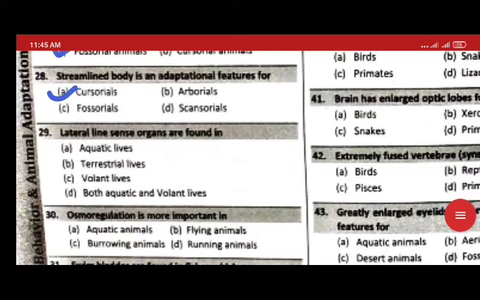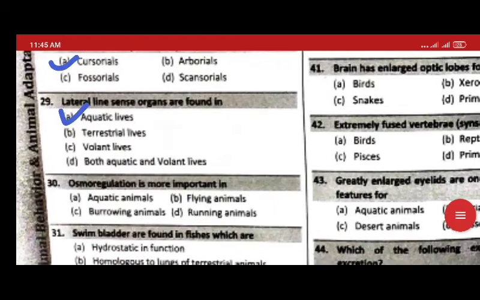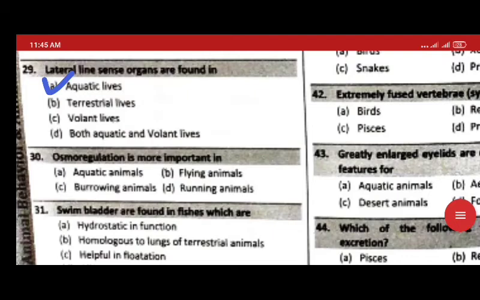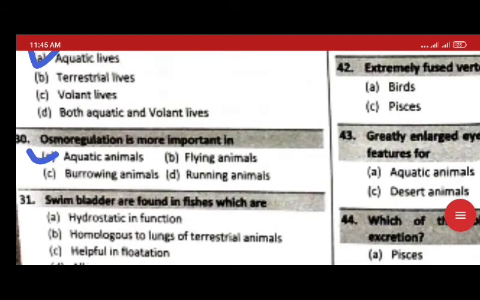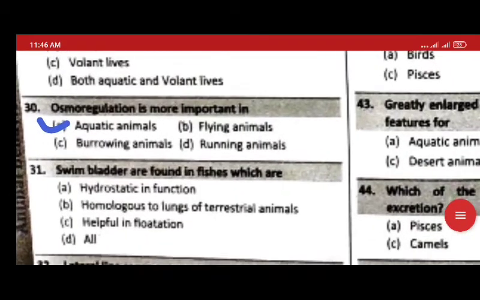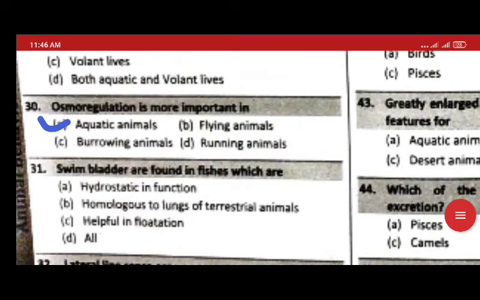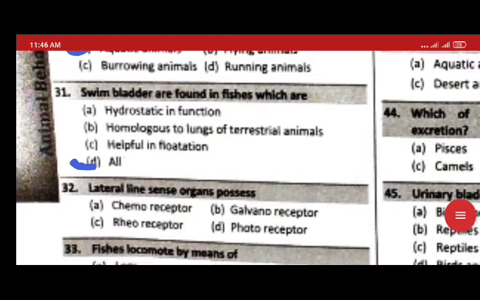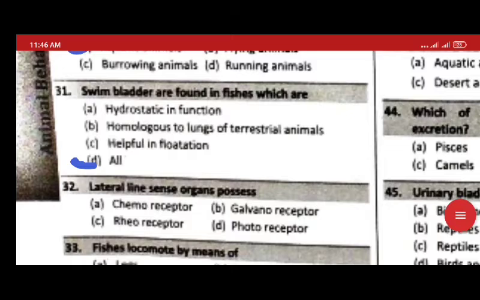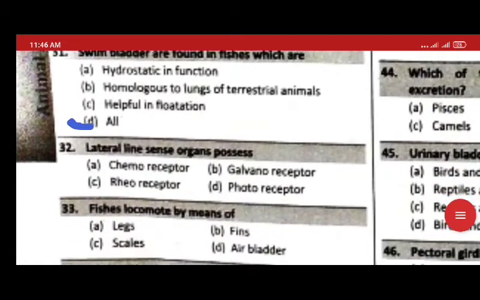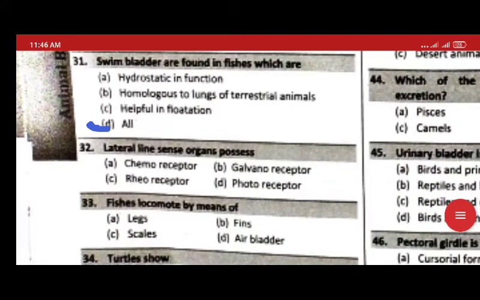Now lateral line sensor, lateral line, aquatic, A, 29A. Now we have 30 number, osmoregulation. So osmoregulation also for what? Aquatic. 31. Now swim bladders are found in fishes which are used for... Now swim bladder for flotation and hydrostatic function. So D option is right. Now 32, lateral sense organ poses. So lateral sense organ always help in what? Always help in balancing. So galvanoreceptor for current of water.